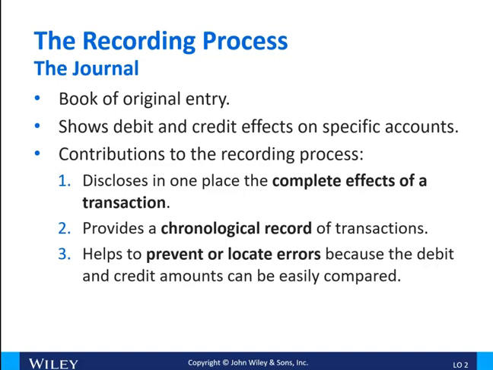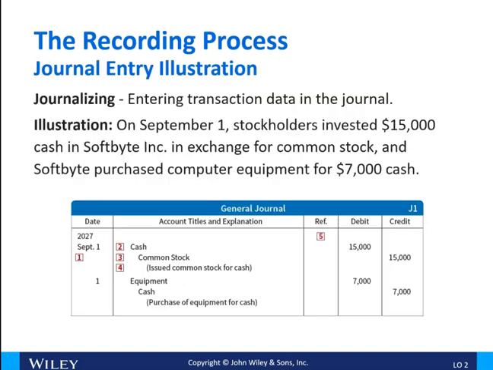So you should be recording these as they happen throughout the month or throughout the period. So you'll do things that happen on the first, things that happen at the end of the month, you'll do last. And it helps to prevent or locate errors because the debit and credit amounts can easily be compared. So each journal that you do, the debits must equal credits. Okay, so if you have a problem at the end and they don't, you can look journal by journal and see if you have a journal that the debits don't equal credits.